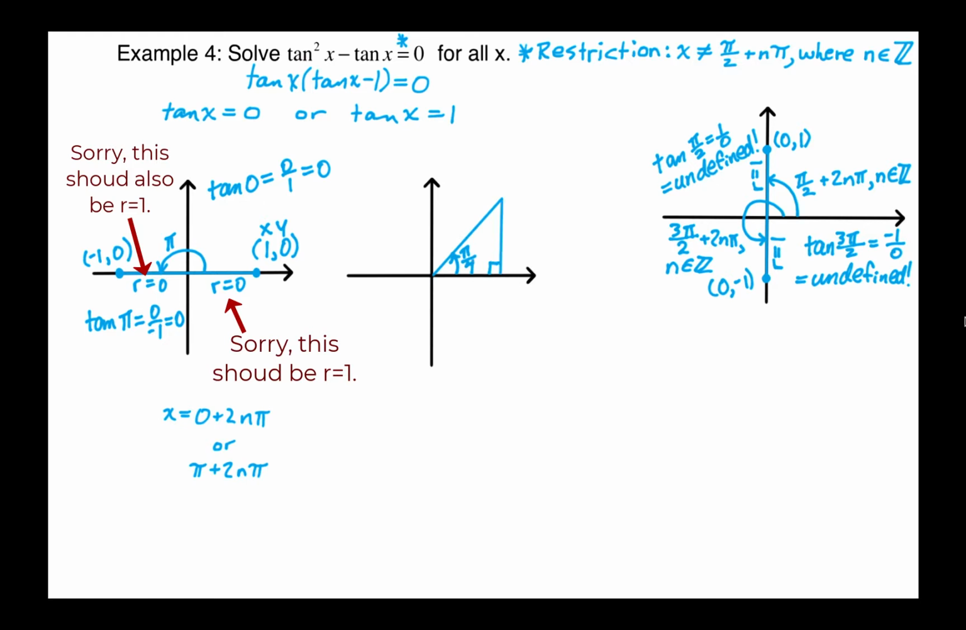So now if we take a look at where is tangent equal to 1, well, one of the solutions is pi over 4, because if you do tangent of pi over 4, you would get 1 over 1, which is 1. And the other possibility is 5 pi over 4, because if you do tangent of 5 pi over 4, you get -1 over -1 is also 1.